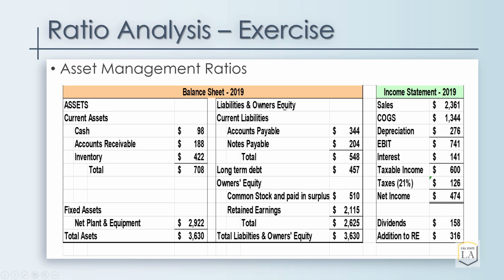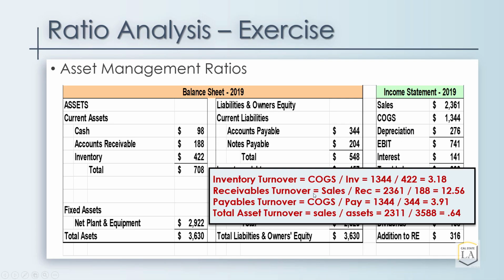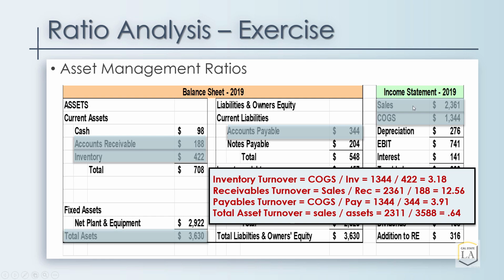Third group, asset management ratios. You would need information from both the balance sheet and the income statement. So if you wanted to compute the inventory turnover, that would be COGS divided by inventory. Receivables turnover would be sales divided by accounts receivable. For payables turnover, that will be COGS once more, divided by accounts payable. Finally, for asset turnover, that will be sales divided by total assets.